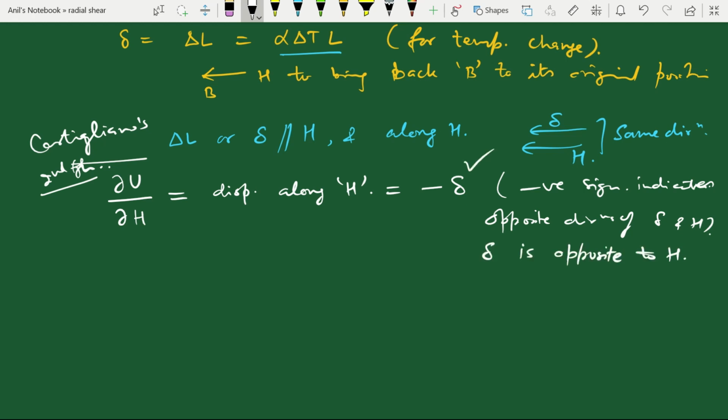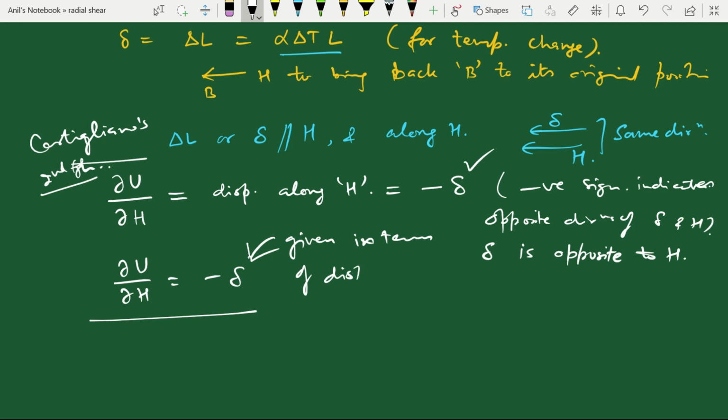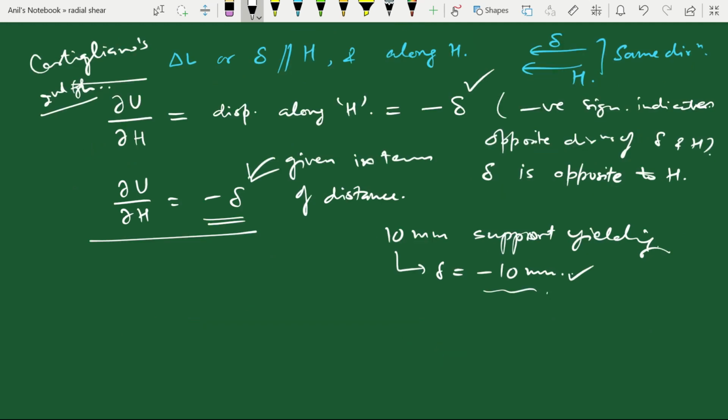So that's why we have negative sign here. So rest of the derivation will remain same. So delta is generally given in terms of distance. So there can be, say, 10 mm support yielding. So we will take this as minus 10 mm. If we are taking span in meters, then we have to convert this into meters. So this will be 0.01 meter.